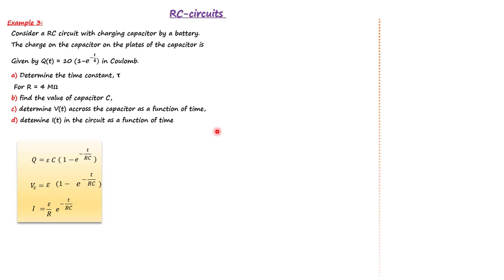Let's first put the main equation, epsilon C times 1 minus e to the minus t over RC. So I'm just going to use different colors here. Then I'm going to put this equation here, Q equals 10 times 1 minus e to the minus t over 4. So you see 10 is epsilon C and RC is 4. So your time constant is just 4 seconds.